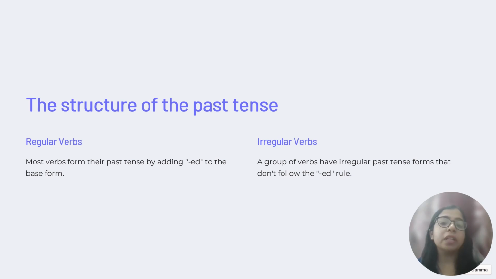Now, what will be the structure of the past tense? How will we make past tense? So there are two kinds of verbs, regular verbs and irregular verbs. Okay, so regular verbs are those verbs which are made into their past tense by joining two letters, just ed. Suppose if I say wait, so if we join ed and we say waited, it will be a past form of the root word wait.